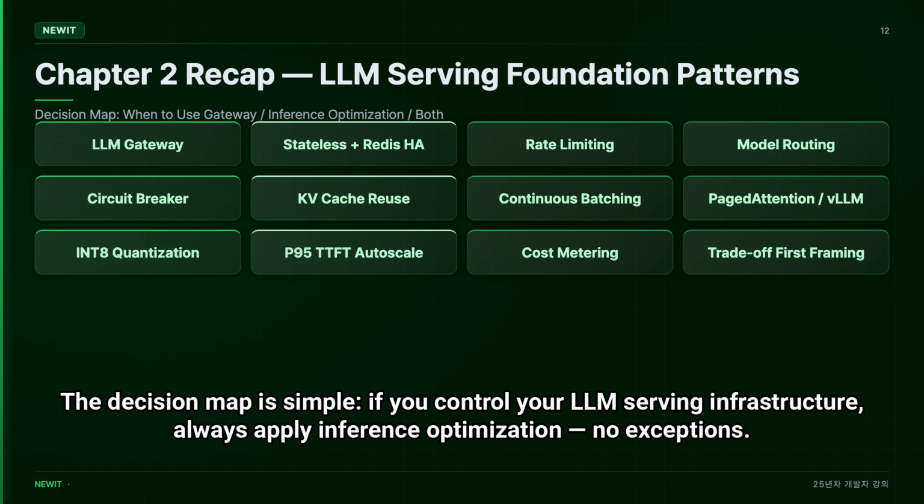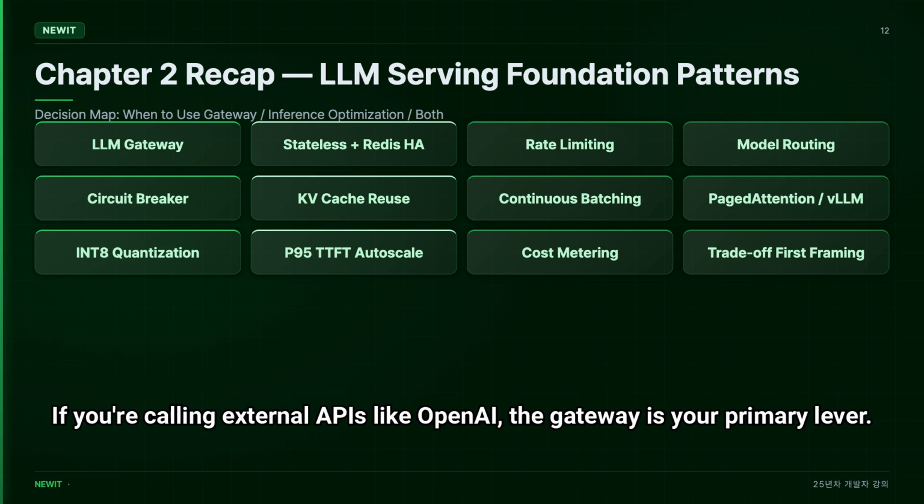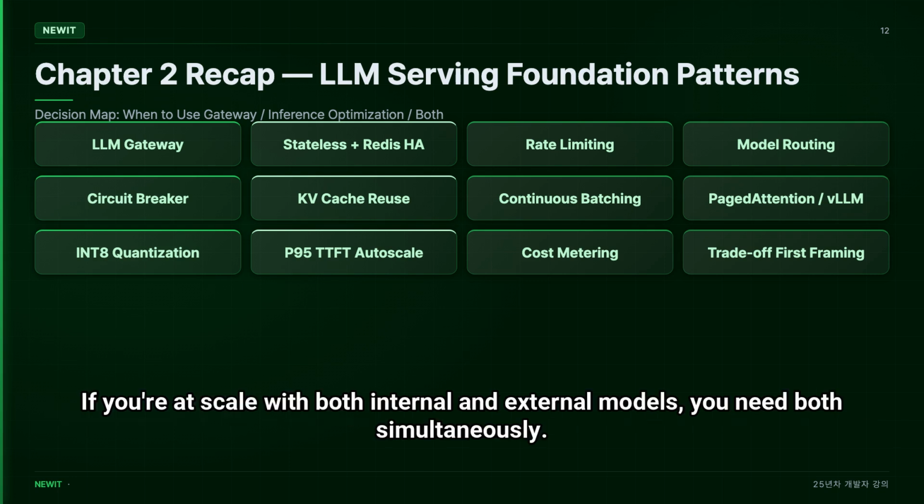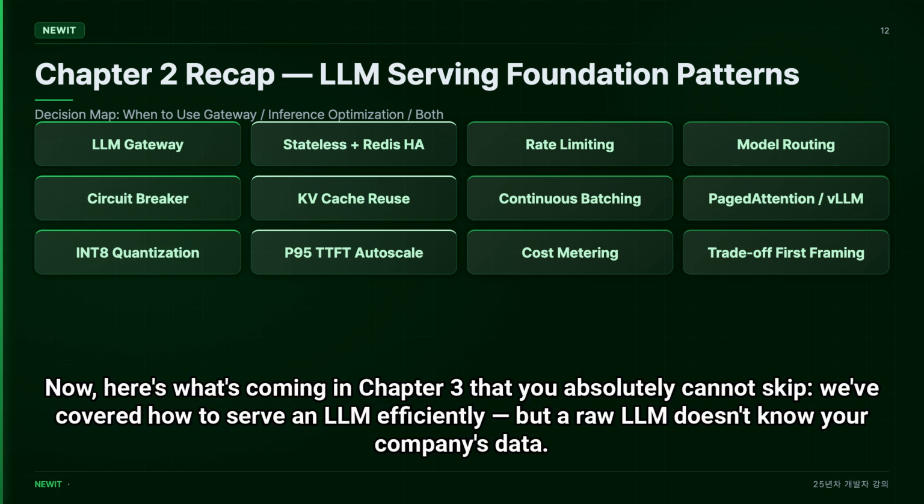The decision map is simple. If you control your LLM serving infrastructure, always apply inference optimization, no exceptions. If you're calling external APIs like OpenAI, the gateway is your primary lever. If you're at scale, both internal and external models, you need both simultaneously.